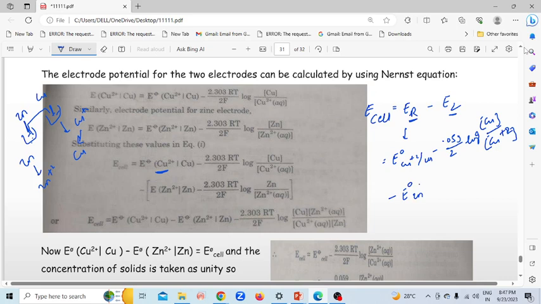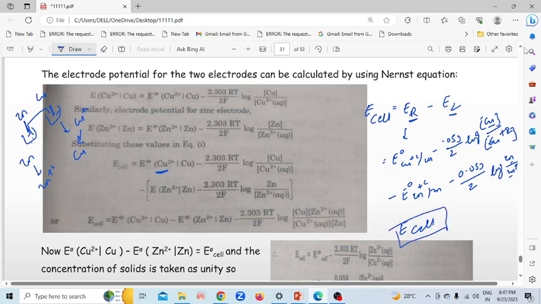Zn plus 2 to Zn, minus 0.059. Here also it will be 2, log Zn plus 2. So now if you know the concentration of all this copper and zinc, then if you put them in, you will finally be able to find out E cell.